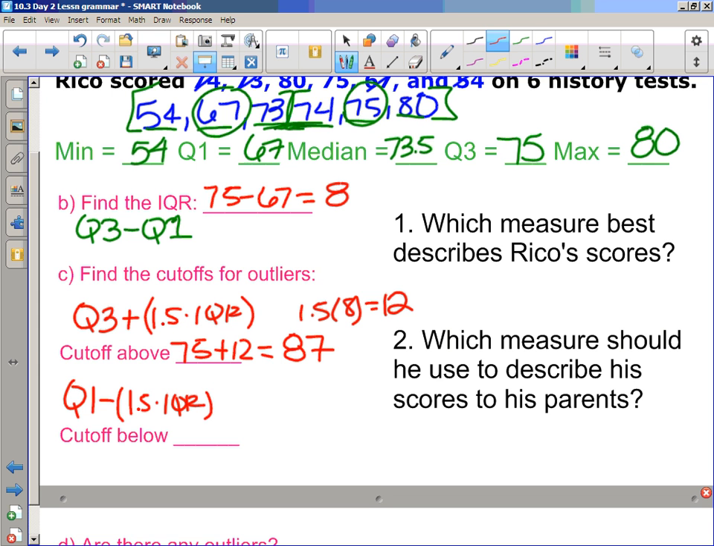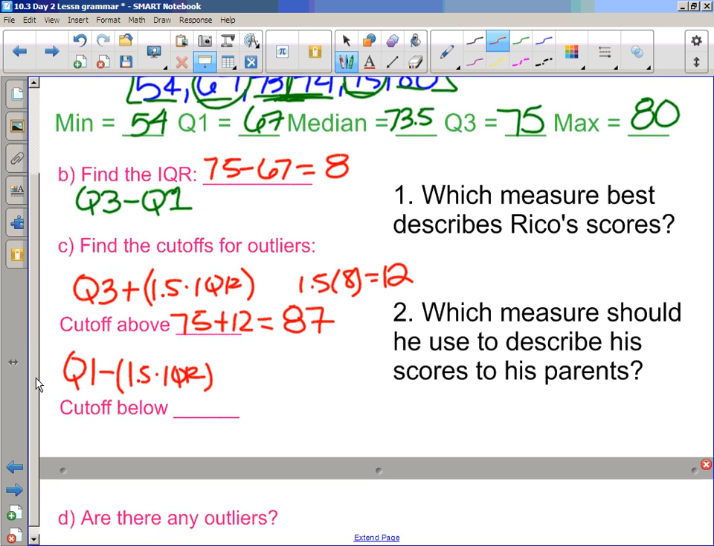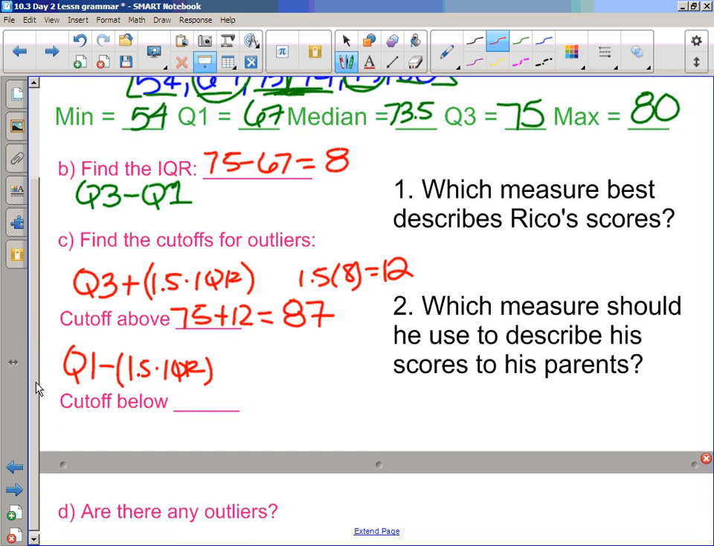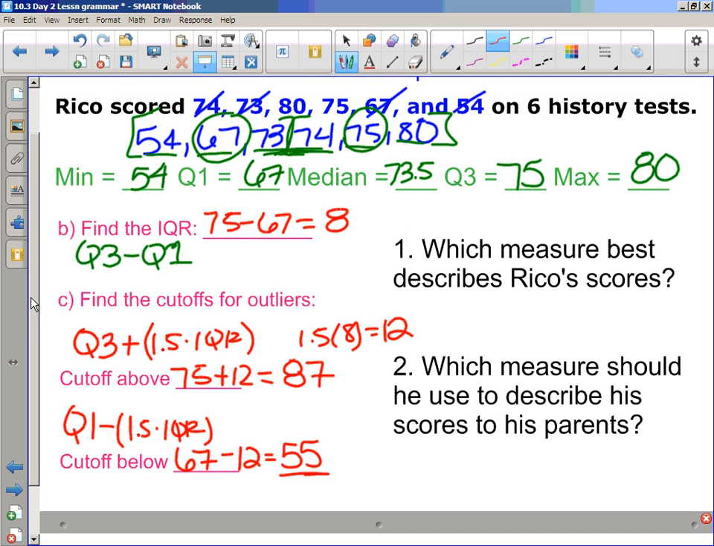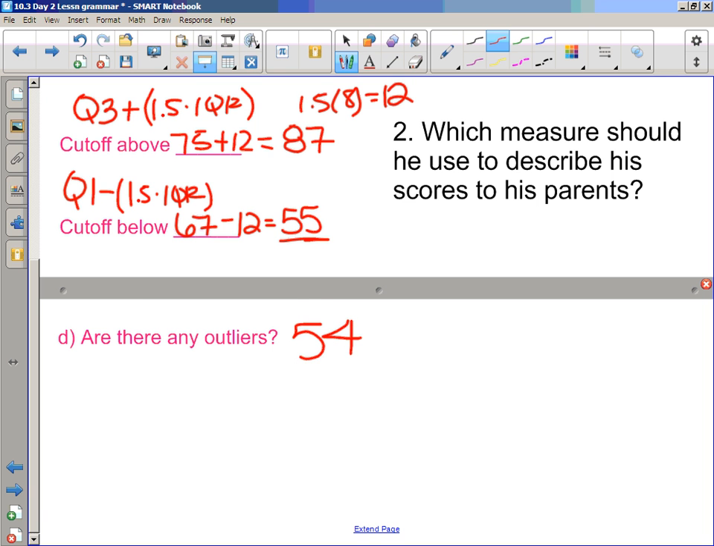So does Rico have any scores that are above an 87? We should hope, but sadly Rico doesn't have any scores that are above 87. Then I take my Q1, which is 67, and I subtract 12, and I get 55. And then you say, does Rico have any scores below 55? And the answer is yes. He has a score of 54. So are there any outliers? The answer is, yep, he has a score of 54.